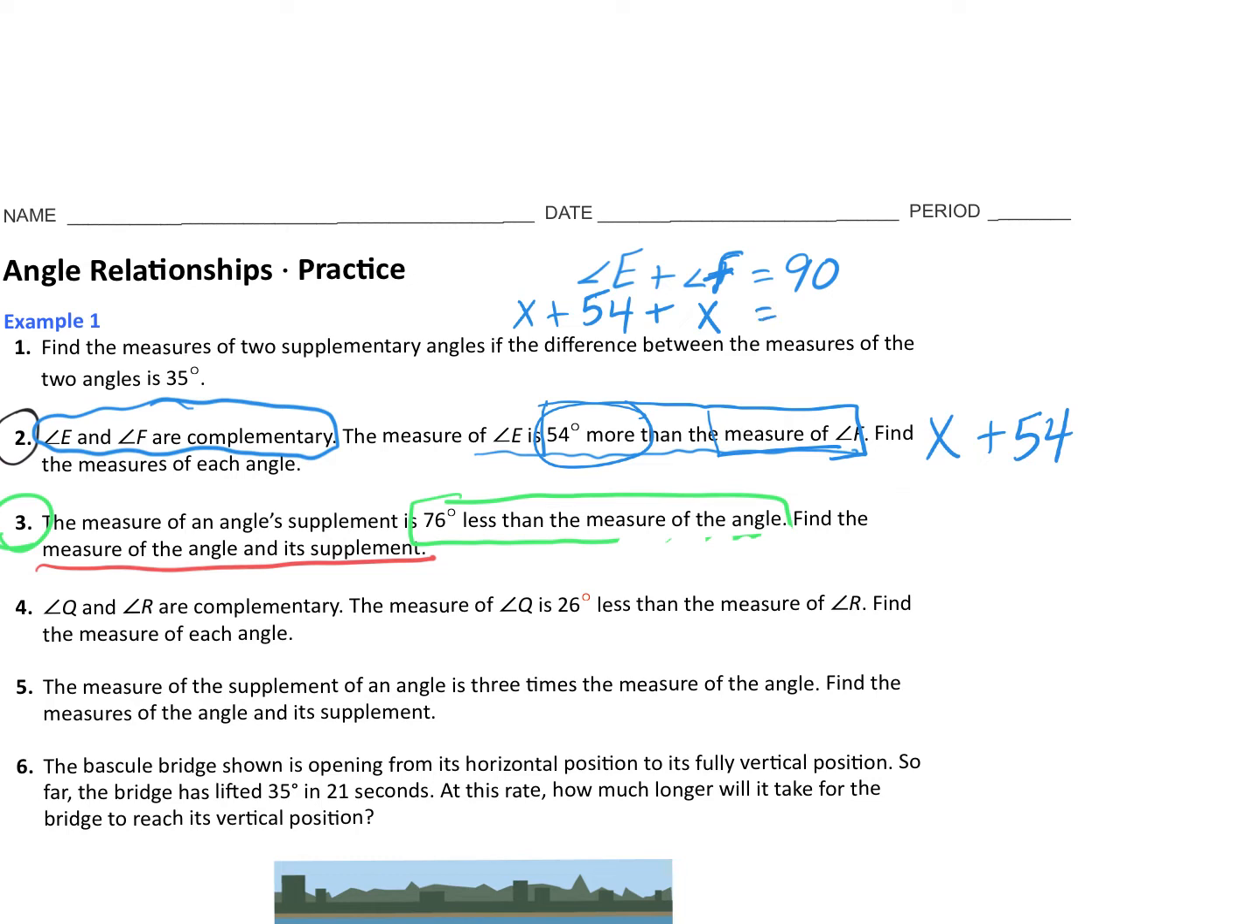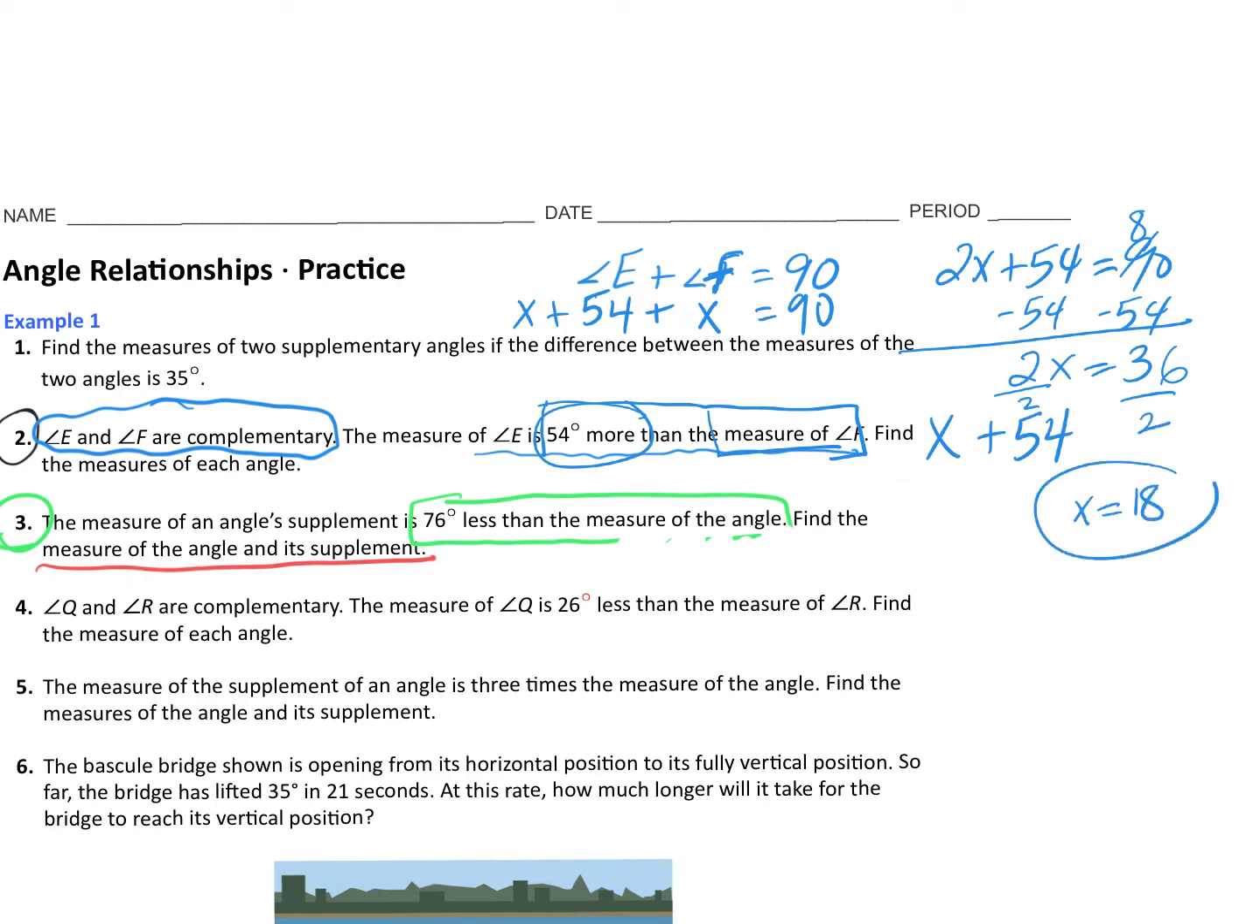Okay, and of course they both add to 90. So then all we have is a simple algebra problem. So combine my x's. So x plus x is 2x plus 54 equals 90. Subtract 54 from both sides, and I get 2x equals 36. And then to solve for x, I'm going to divide both sides by 2. So x equals 18.